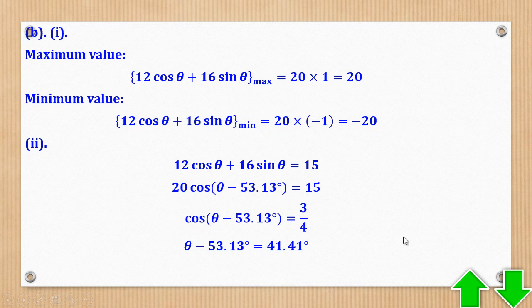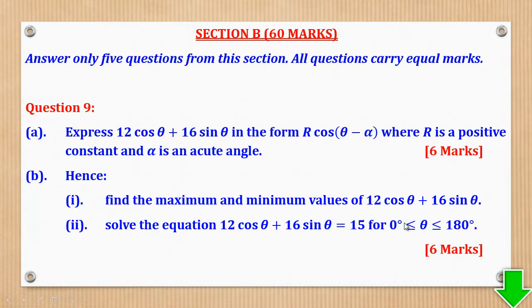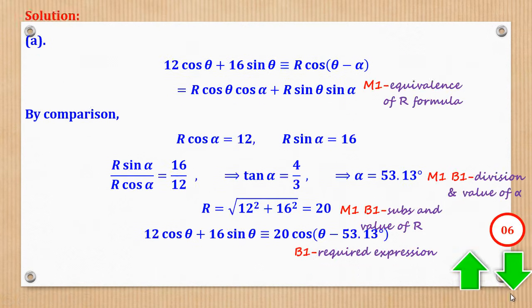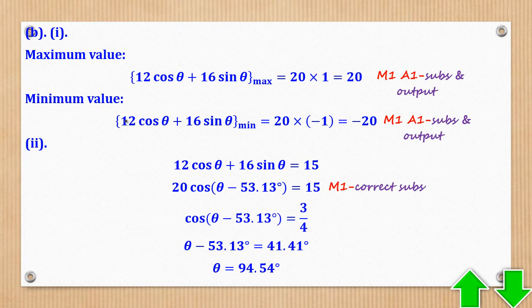Now, why did I stop there? It depends on the range given. Let me first see the range. The range is from 0 to 180. So when theta is from 0 to 180, you realize that cos is positive in the first and fourth quadrants. So the next angle will now be outside the range of 180. That's why you have to ignore it, and you only get that as the answer. And that's what they wanted.